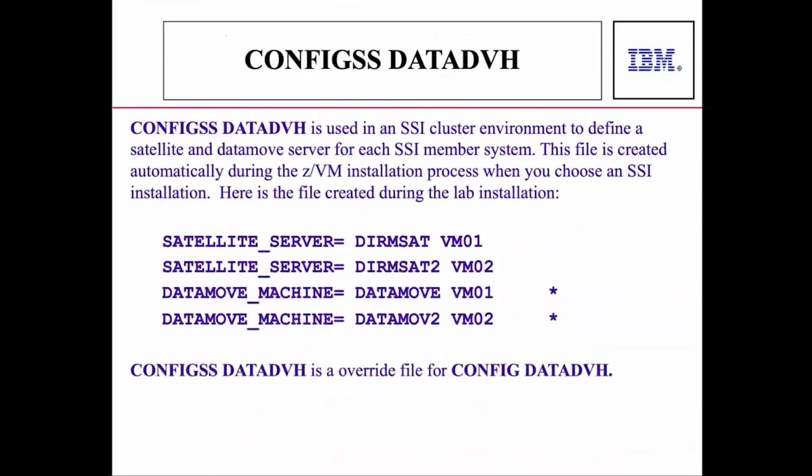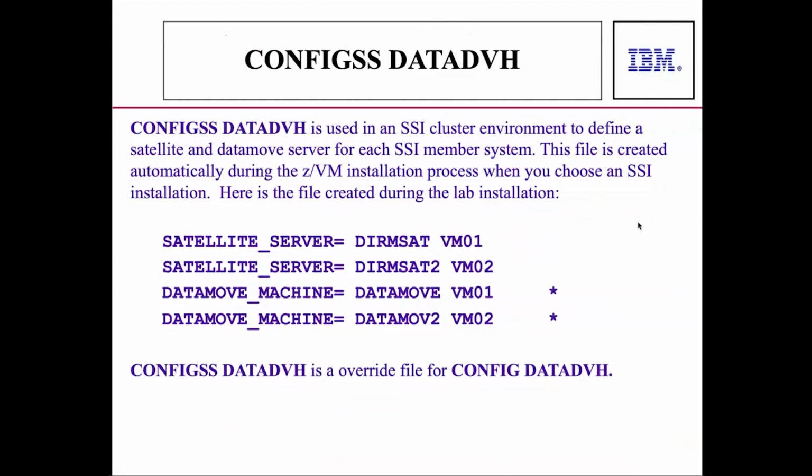Here's this CONFIGSS DATADVH that was created by the installation process of the system. When you install the system, it creates this file as a help, basically, because you told the installation process what the names of your VM members are. So it can fill in what is the satellite server that goes with that member and what is the DATAMOVE machine that goes with that member. And then those IDs are defined in the directory. They're already there. So it's there. You don't have to change it.